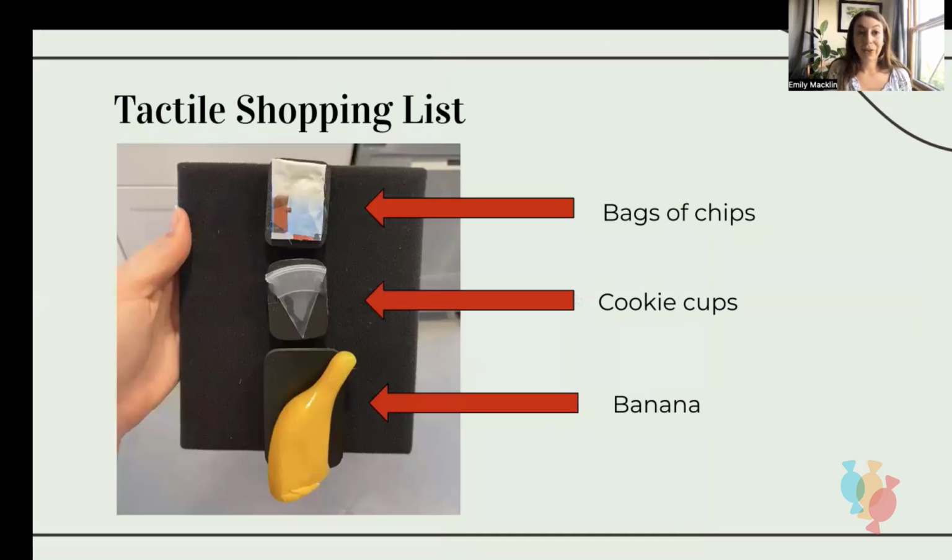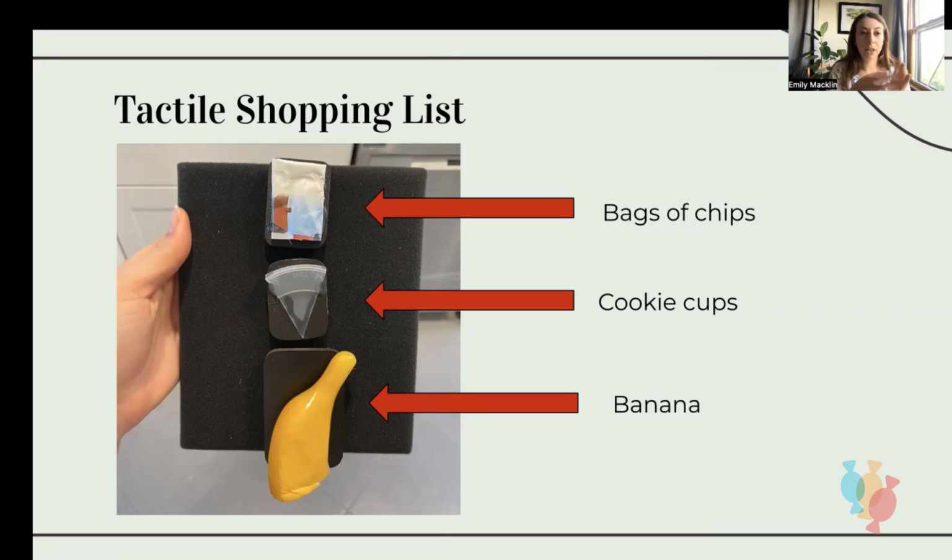So with this student, we also have a tactile shopping list, which is really cool, I think. So we have her bag of chips, her cookie cups, and banana. So we go to the grocery store, then we feel the symbol bag of chips. Okay, let's go. We walk to the aisle with the bags of chips. We pair it with the bag of chips. We put it into the cart, finished with bag of chips.